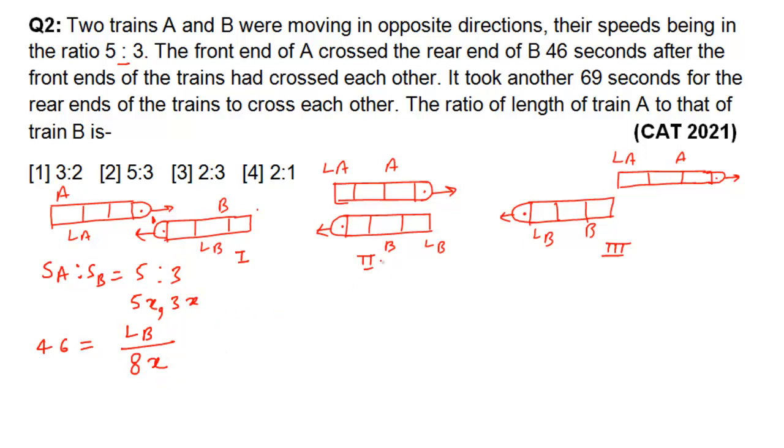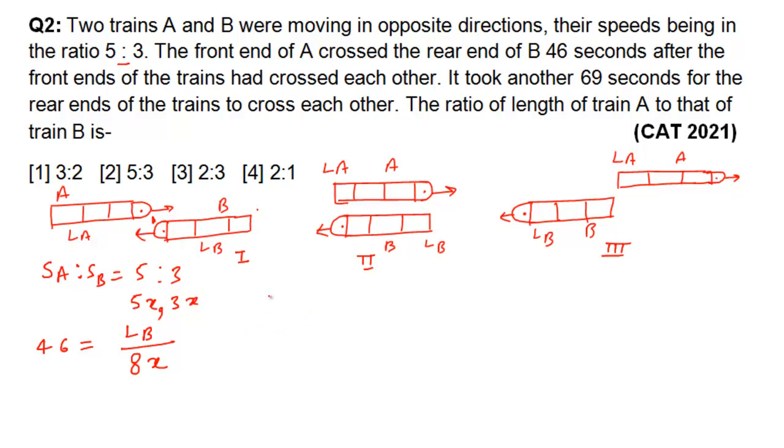Now from situation 2 to situation 3, how much length is covered? Again you see the engine which is here goes to this place. So assuming that train B is stationary, train A is moving with the relative speed of 8x. How much distance is it covering? It is covering its own length, which is LA. So from situation 2 to situation 3, it is covering the length of train A in 69 seconds.